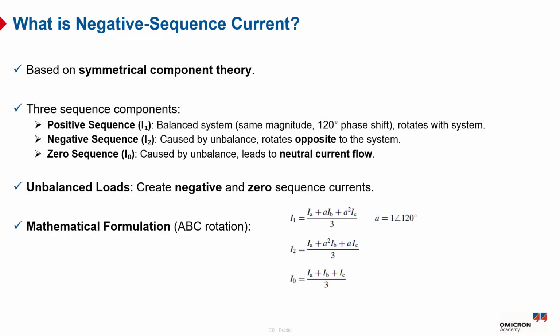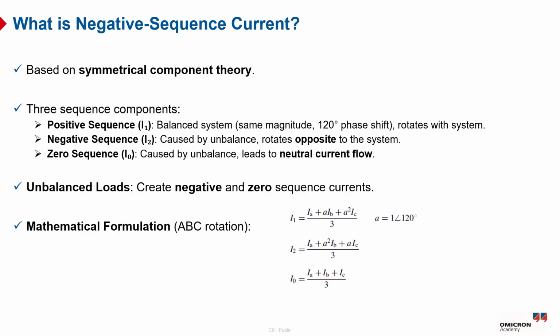Okay, the negative sequence current arises from the unbalanced condition in a three-phase power system, explained using the symmetrical components method. In this theory, any unbalanced three-phase current is broken into positive, negative, and zero sequence components. The positive sequence components represent the balanced load and rotate with the system, while the negative sequence rotates in the opposite direction and causes harmful rotor heating. The zero sequence flows in the neutral path due to phase imbalances.